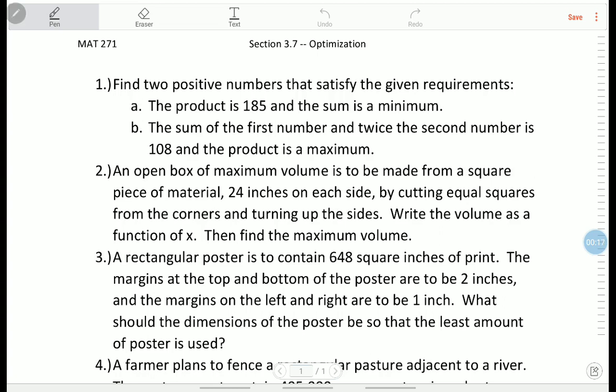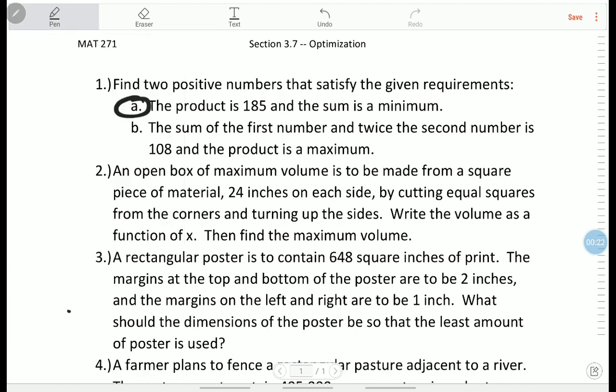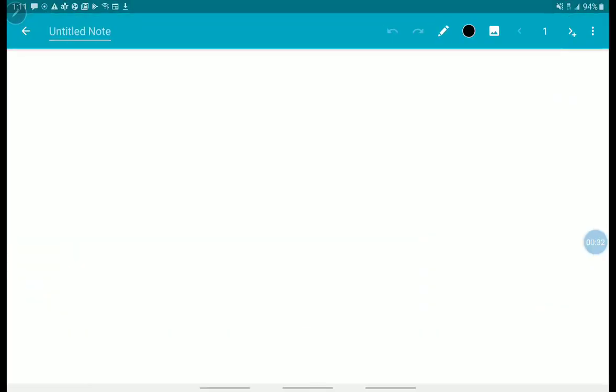In part A, we are looking at having the product of 185 and we want to minimize the sum. So let's look at how we're going to solve this. We want the product to be 185. We don't know what the numbers are, so let's just call them x and y. So we want x times y to be 185, and we want to minimize the sum in some way. And our sum is going to be x plus y.